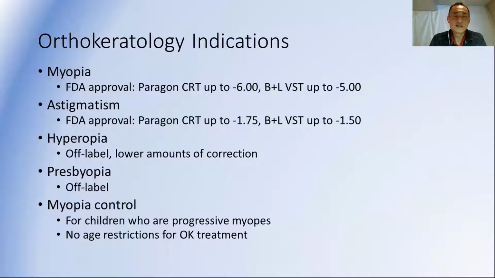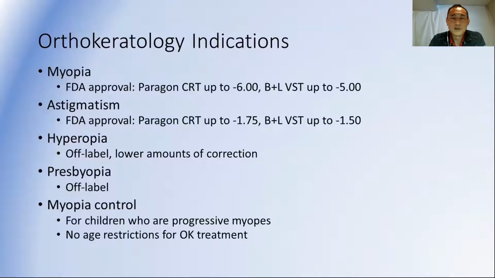There are designs in existence that can also correct hyperopia and presbyopia, so it can be used for those things, and I have used orthokeratology lenses for those types of patients as well. But if you're talking about the strict definition of FDA approval, it is really just myopia and astigmatism up to a certain amount. These days, the primary indication also is in children who have progressive myopia.